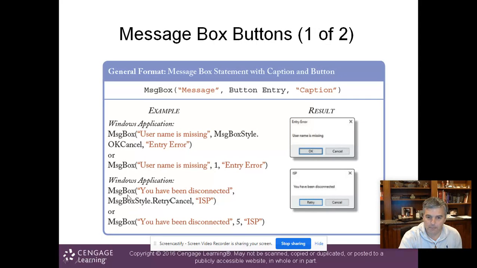So this one is message box style retry cancel. So this retry button is displayed and the cancel button is displayed. So again, you can do different things depending on what the user selects for retry or cancel. We're not going to do anything like that in this chapter. We're just going to be pretty much using the OK. But it's good to know that these options exist if we ever need to use them in the future.